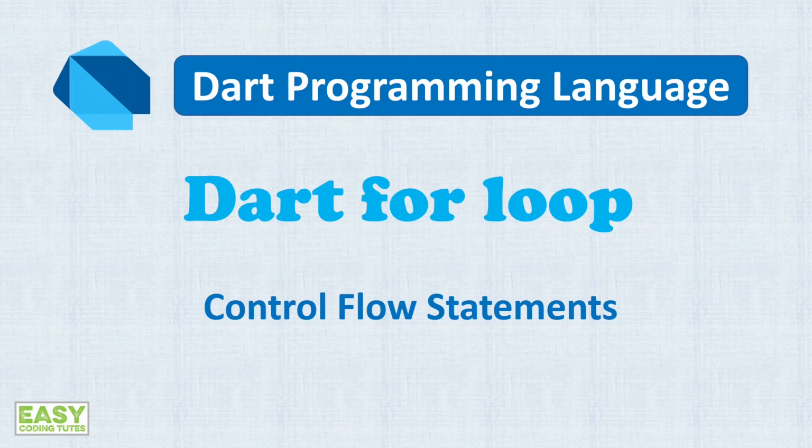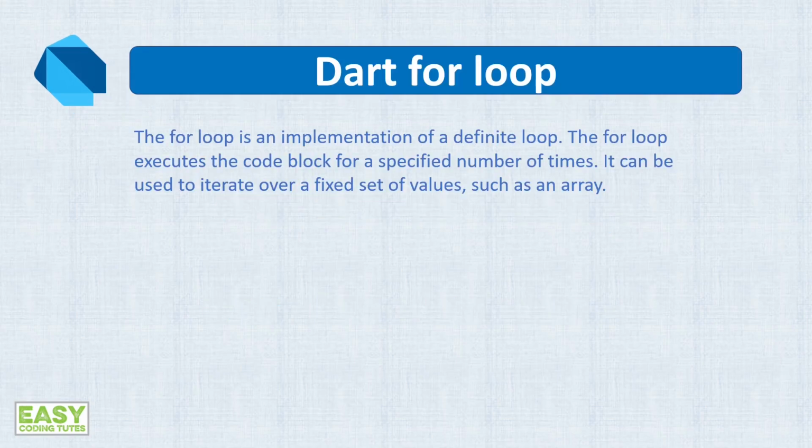As a part of Dart's control flow statements, we are going to learn Dart's for loop in this tutorial. So let's get started. The for loop is an implementation of a definite loop. The for loop executes the code block for a specified number of times. It can be used to iterate over a fixed set of values, such as an array.